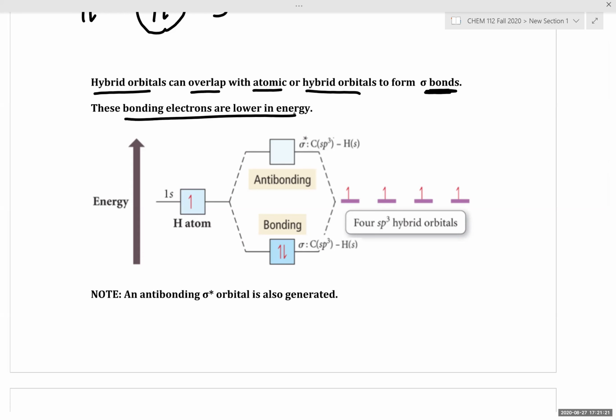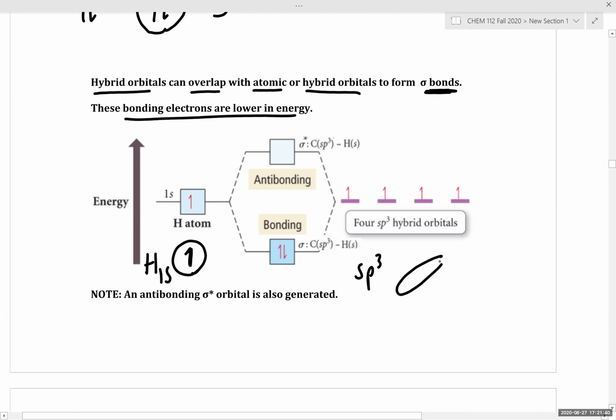So in this picture, instead of our previous example where we overlapped two hydrogen 1s orbitals, this time we're overlapping a hydrogen 1s orbital with one electron with an sp3 hybrid orbital that also has one electron. This overlap in turn generates a bonding orbital that is the overlap between an sp3 orbital and a hydrogen 1s orbital.